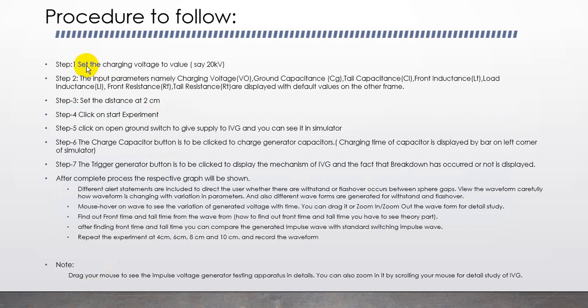What is the procedure? Set the charging voltage, say 20, and then the input parameters, namely charging voltage, ground capacitance, tail capacitance, front inductance, front capacitance and tail resistance, and display all these values. In the picture shown, they are at default values. Set the distance initially at 2 centimeters. Click start, then click on open ground switch in the IVG simulator, then click on charge capacitor.